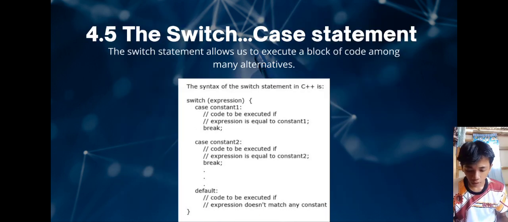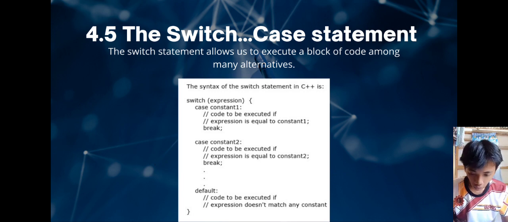The switch statement allows us to execute a block of code among many alternatives. The syntax of the switch statement in C++ is: switch expression, case constant 1, code to be executed if expression is equal to constant 1, then break. Case constant 2, code to be executed if expression is equal to constant 2, then break. Default, code to be executed if expression does not match any constant.